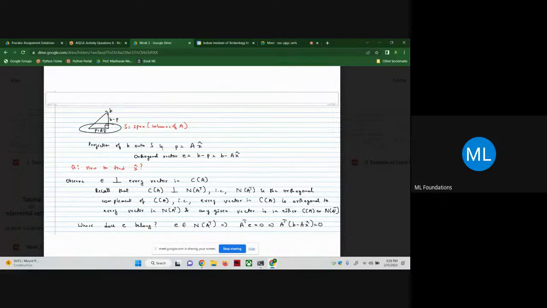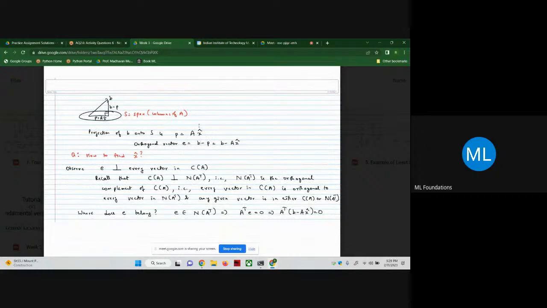Here too, the projection of the vector B onto the column space of A will be given as A x cap, where A is the column space matrix. Since this is not an exact projection, since B does not belong to the column space, there is going to be some error. The orthogonal vector E, which is nothing but B minus P, we can rewrite as B minus A x cap.